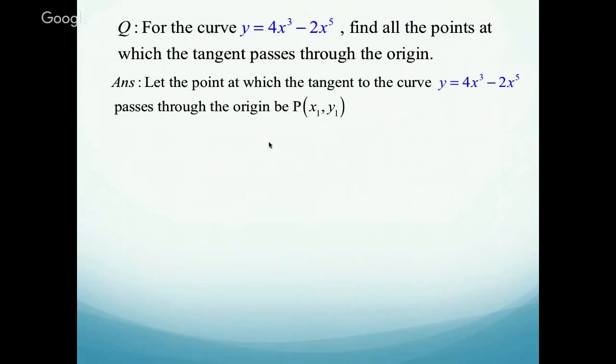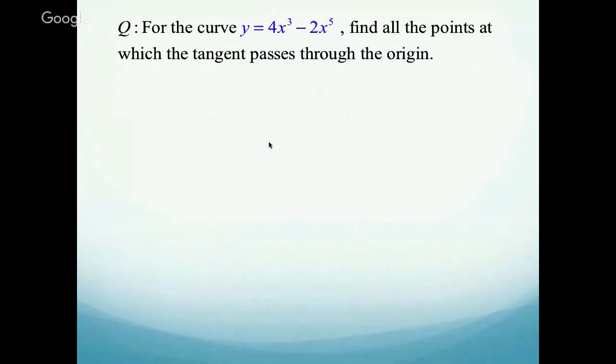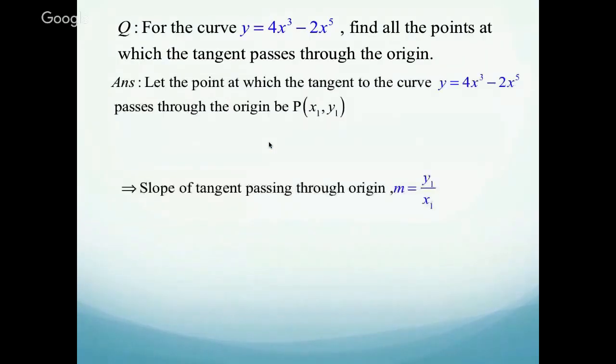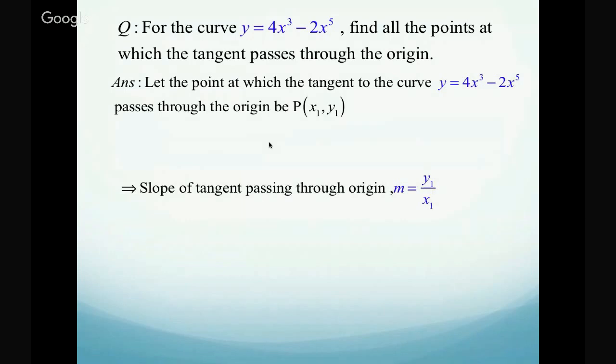So in fact, the line is passing through the origin, and there is something special that you must relate when you think about a line passing through the origin. What we do remember is that any line that passes through origin has the equation of the form y is equal to m times x. And that is going to come in handy to say that therefore the slope of this line is going to be always the same as y1 over x1. You can also use the 2-point form.